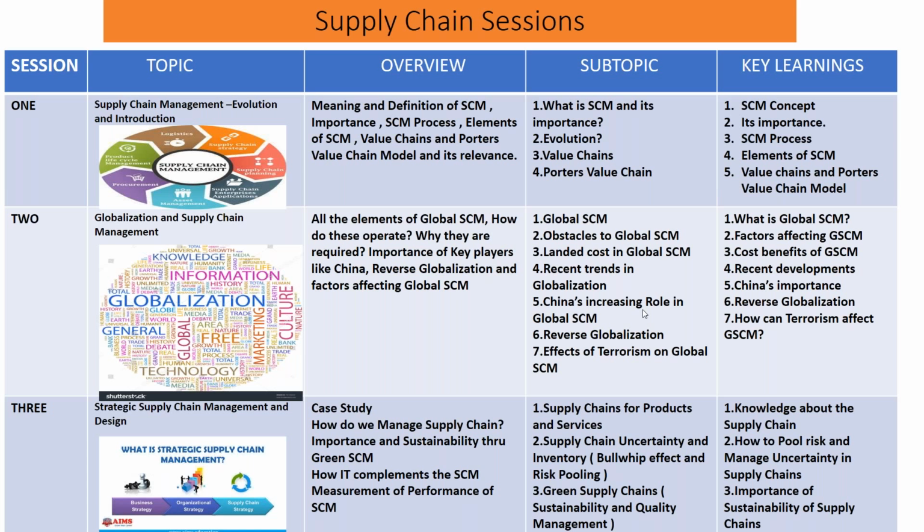And now, how do you measure the performance of supply chain? See, you may say your supply chain is excellent, but actually, how do you? It's a very subjective statement. Now, how do you measure it? That's important. So I'll tell you how to measure the supply chain performance. Now, supply chain for products and services. Now, subtopics will be services, supply chain uncertainty and inventory. That is bullwhip effect. You know what is bullwhip effect? And risk pooling. I'll tell you one example, also very interesting example, which will keep you smiling.